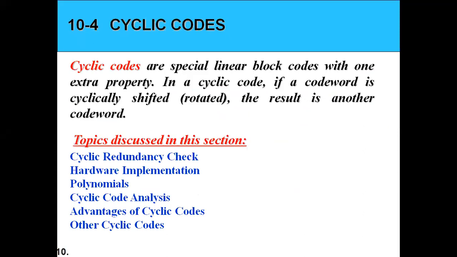Cyclic codes are special linear block codes with one extra property. In a cyclic code, if a code word is cyclically shifted, the result is another code word. Like in the previous case, where we added two code words and got a new code word, here also, if you rotate the existing code word, you get one more new code word. That is the advantage of cyclic codes.